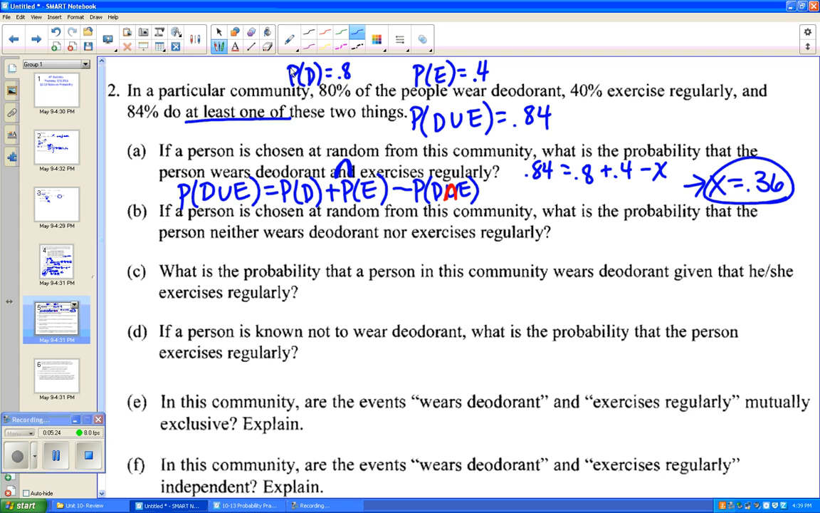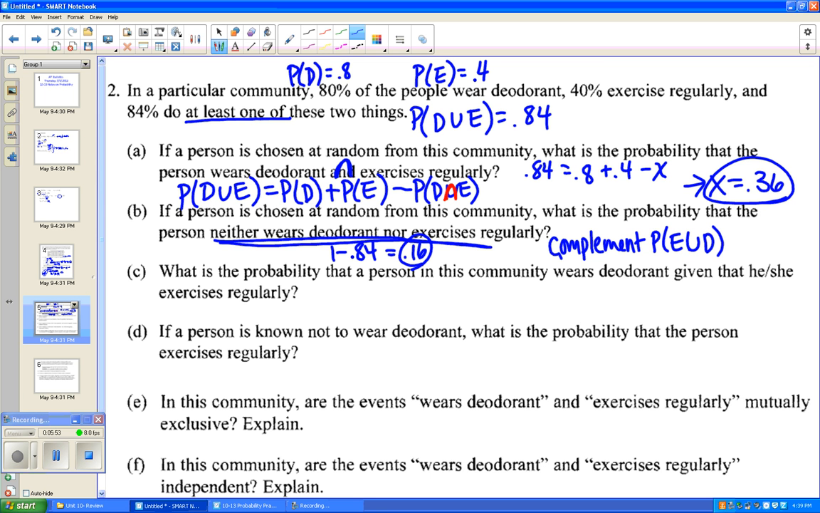If the person's chosen at random from this community, what's the probability that the person neither wears deodorant nor exercises? So they don't wear deodorant nor do they exercise. That's the complement of doing one or the other. It's the complement of exercising or wearing deodorant. So complements add up to 1. So for us, it's going to be 1 minus 0.84, which gives us 0.16. Again, probability is a small unit on the AP, so don't freak out.